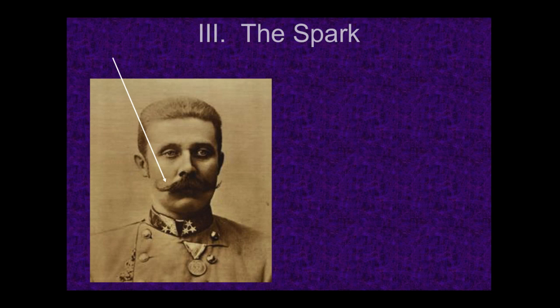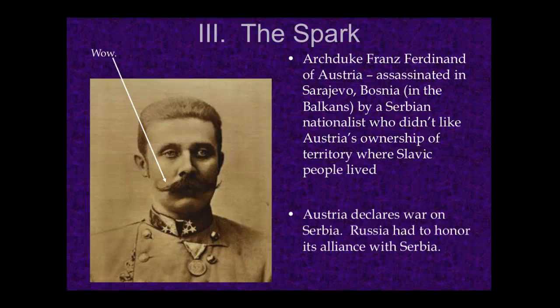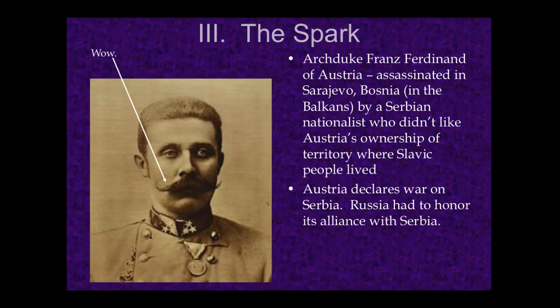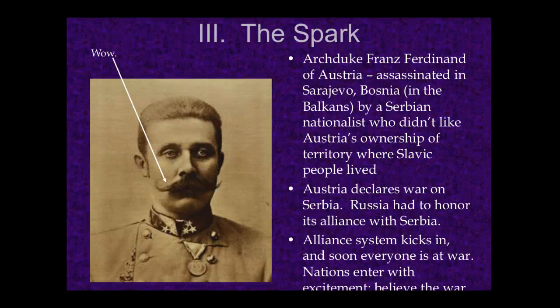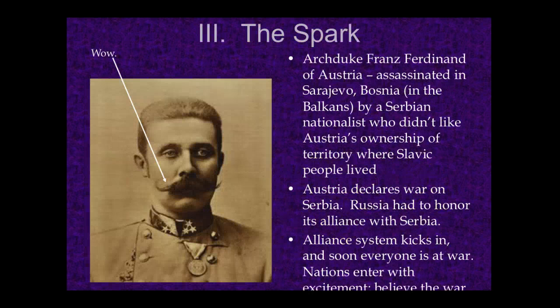So the spark of the war is going to be the assassination of the Archduke Franz Ferdinand and his very impressive mustache. He's assassinated in Sarajevo, Bosnia, which is in the Balkans, by a Serbian nationalist who doesn't like Austria's ownership. And Austria is going to declare war on Serbia, and Russia has to honor its alliance with Serbia. So Russia declares war on Austria. And eventually what happens is the alliance system kicks in. Whoops, sorry. And basically everyone's at war.